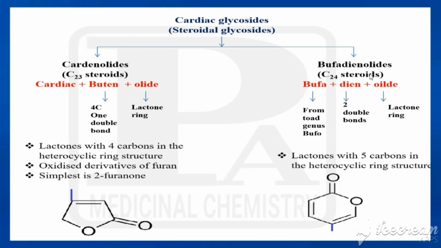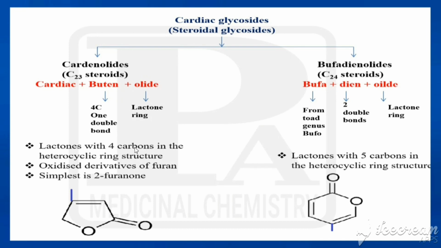Now come to bufadienolide. That is from the word bufa plus dien plus olide. Bufa is from the toad genus Bufo, and dien, as we know, means 2 double bonds. Here in cardenolide there is only 1 double bond, but here there are 2 double bonds. Olide, as we know, is a lactone ring.